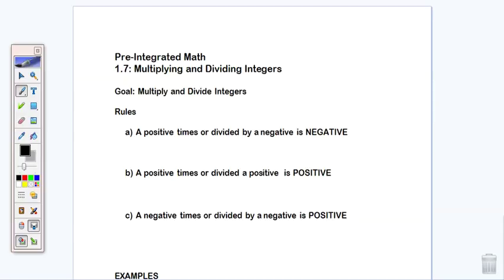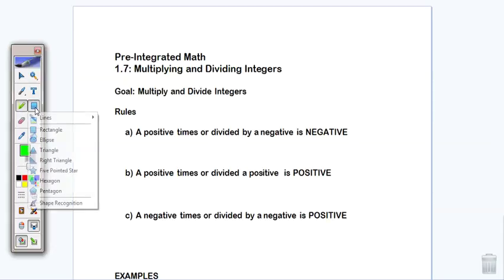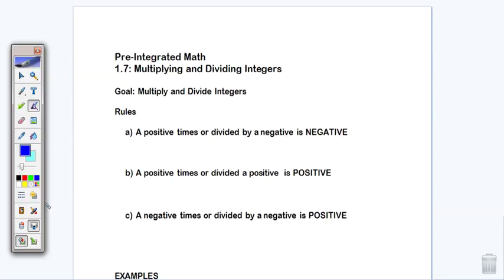Hey, 1.7, we're going to look at multiplying and dividing integers. So as a goal, multiply and divide integers. Some big rules right here. I would say that what you really need to know, and I think you probably already know some of this stuff, but right here, rules.